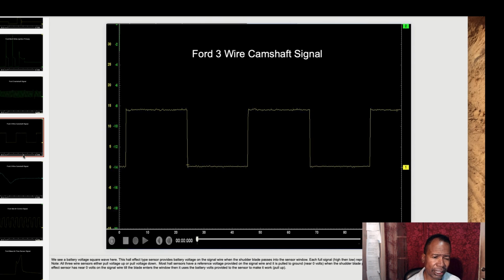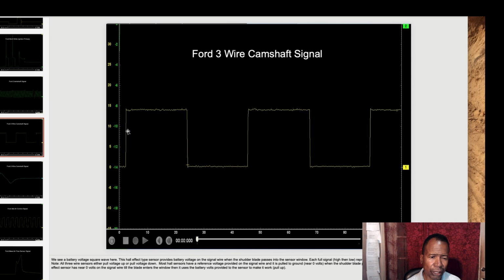On this particular design, we start at 0 volts there. As the shutter wheel goes in between the Hall effect unit, it interrupts the magnetic field. The signal is then pulled up. Then when it passes, it's pulled back down. So high to low is 1 revolution of the camshaft. Then it repeats itself. Again, this is a normal pull-up Hall effect signal, digital signal, I should say, for the camshaft. So this is a 3-wire camshaft signal, digital.